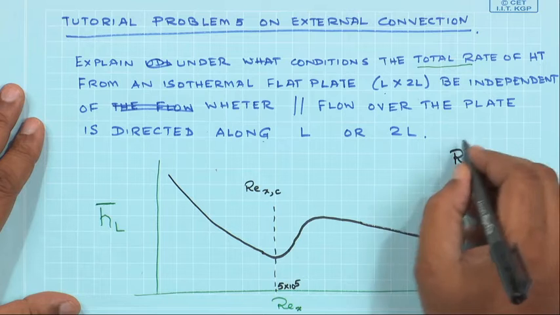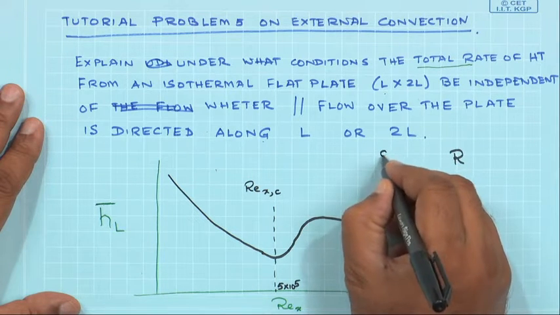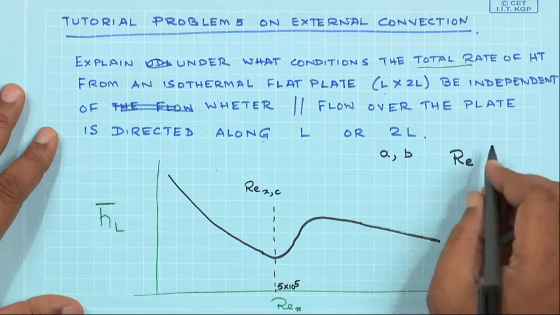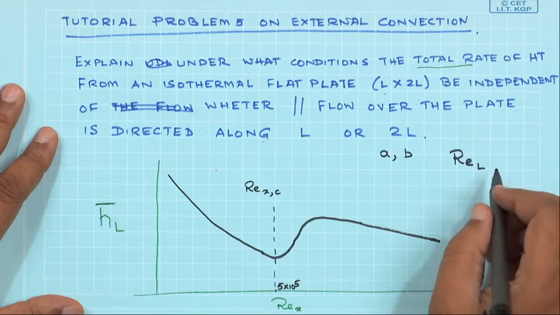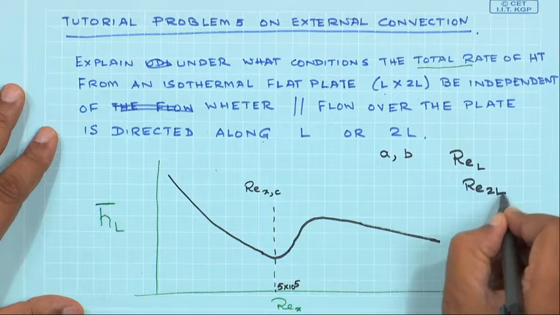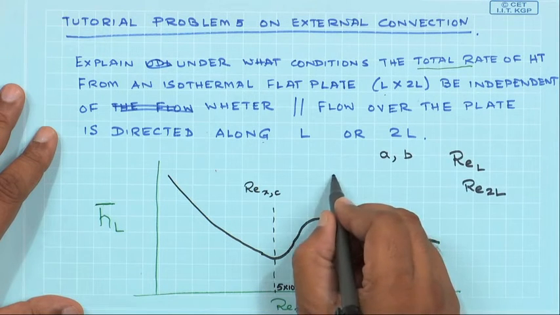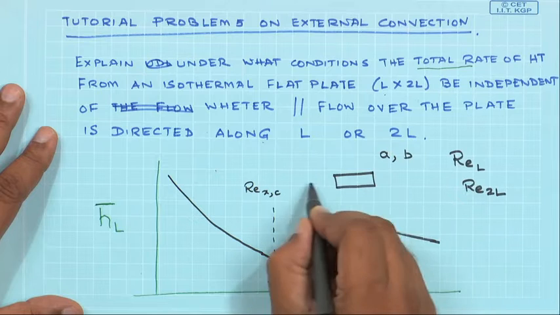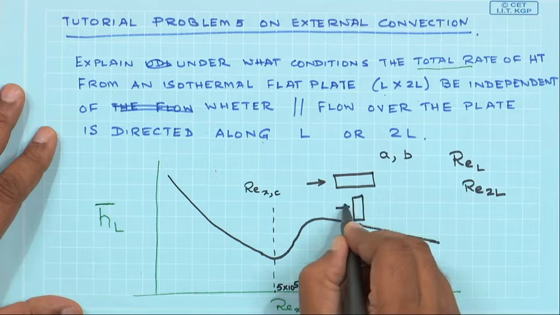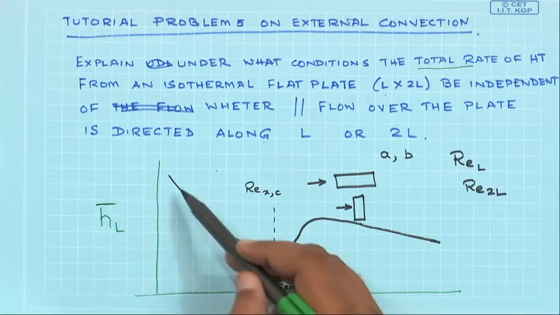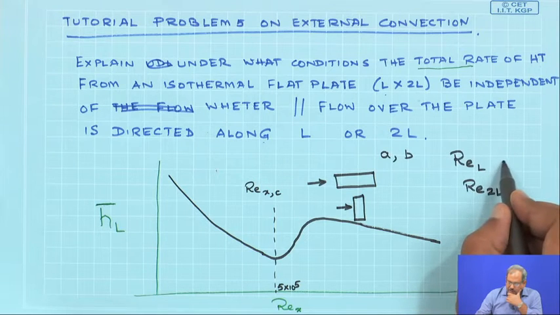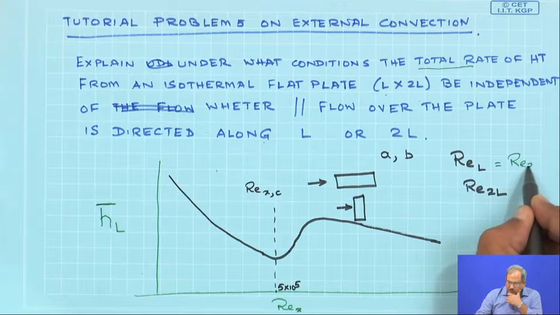and I have a Reynolds number. Let us say the faces are A and B, L and twice L. So, I have the Reynolds number based on L, and the Reynolds number based on twice L. So, when this faces the flow and when this faces the flow, I would like to see, according to this curve, when it is possible that Re_L is equal to Re_2L.